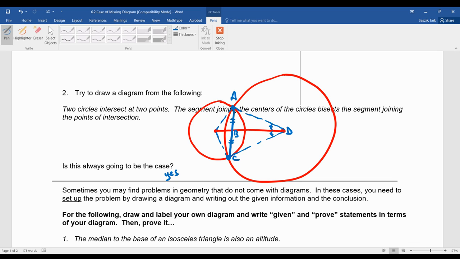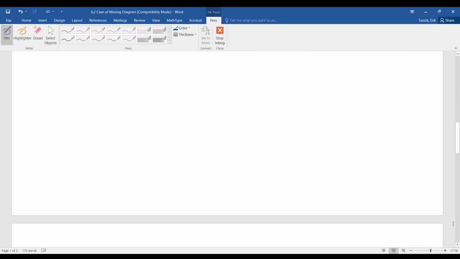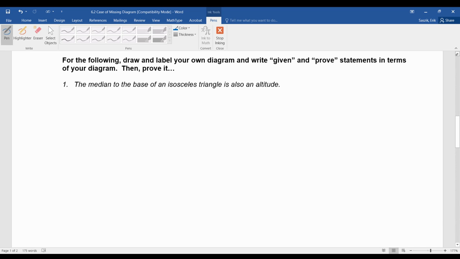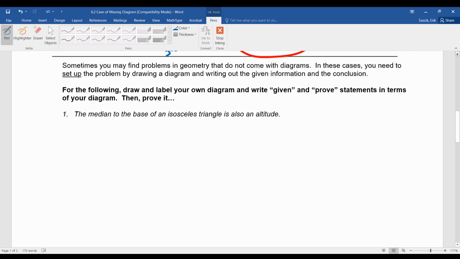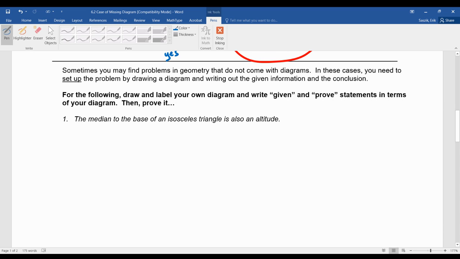We just created that. Notice how we created that diagram from scratch. And as the title implies to this worksheet, we are going to be doing some problems without a given diagram. We have to create the diagram. We actually have to set up the problem. Okay, so let's take a look at this one here.